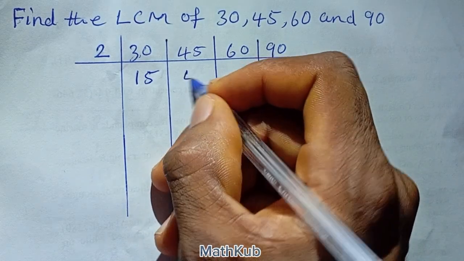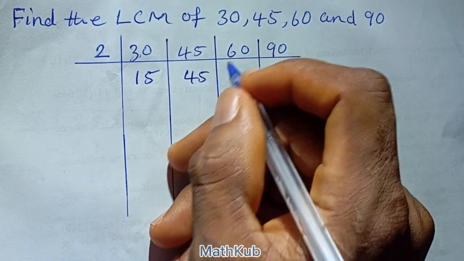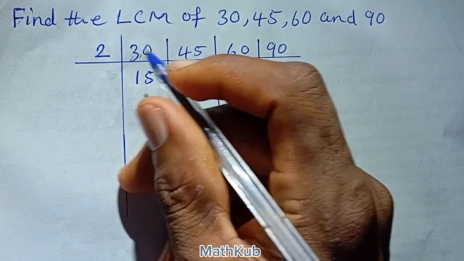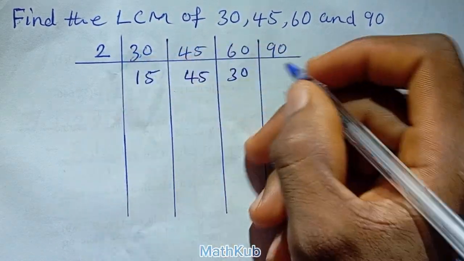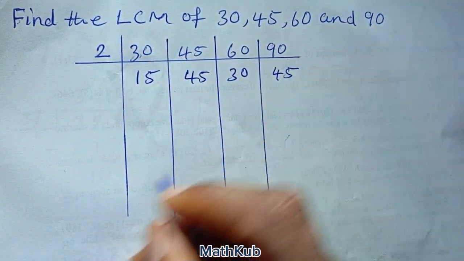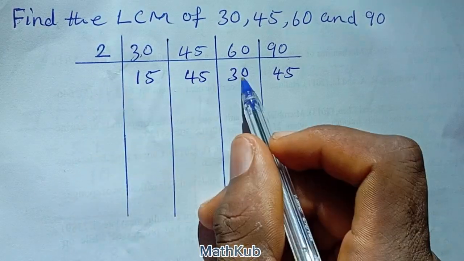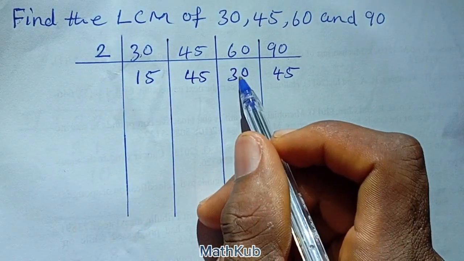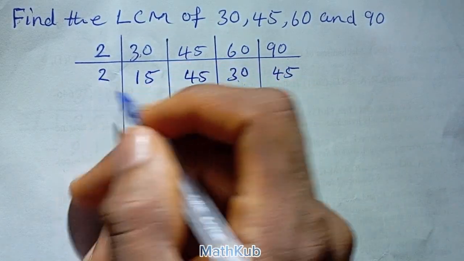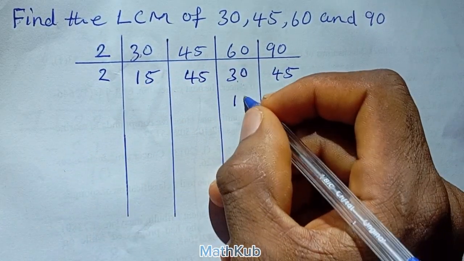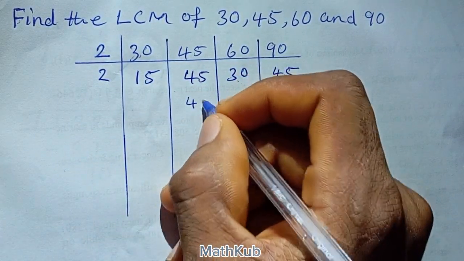Then we write down the 45. We move on to 60 divided by 2, we have 30. 90 divided by 2 is 45. Now, can 2 divide them again? 2 can divide because of 30. So we write 2 again. 30 divided by 2 is 15. Then we copy the others.